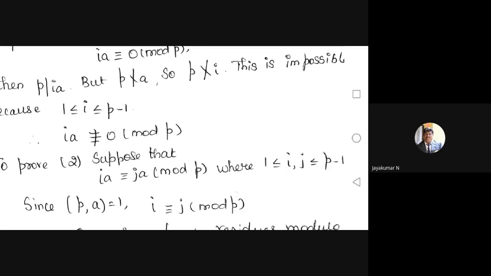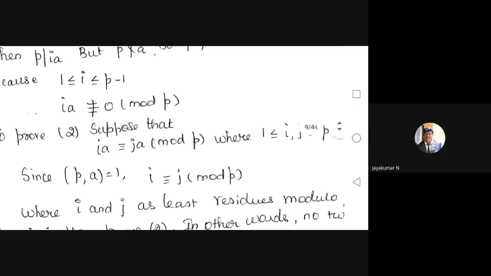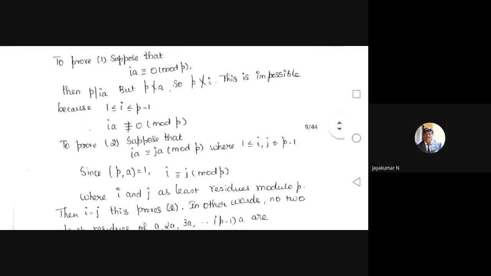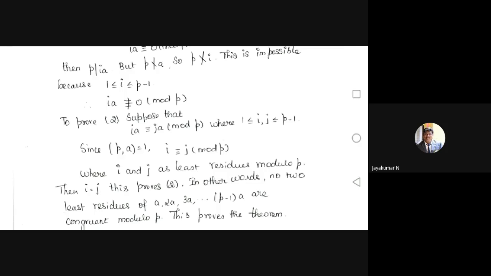Therefore, ia congruent to ja mod p can be written as i is congruent to j mod p, since the GCD between p and a is 1. That's why I have written i is congruent to j mod p. Where i and j are least residues modulo p, the only possibility is i is equal to j. So equation 2 is also proved.